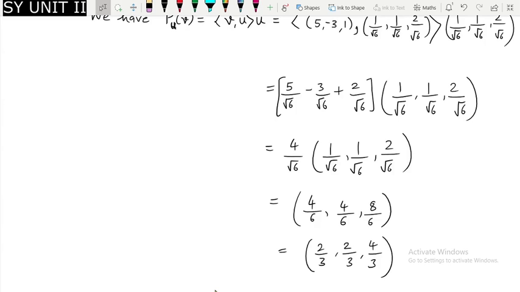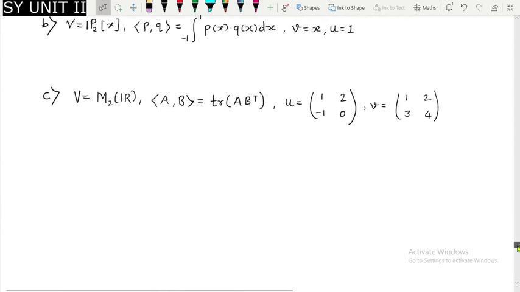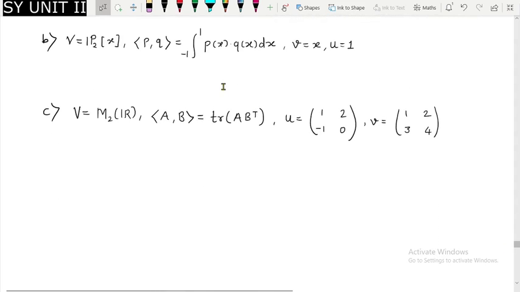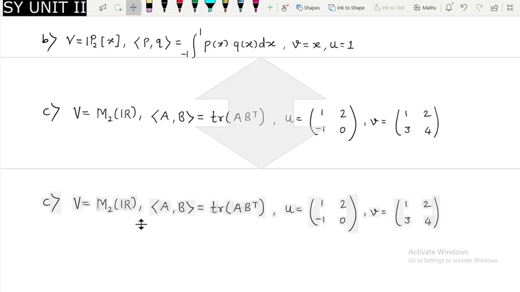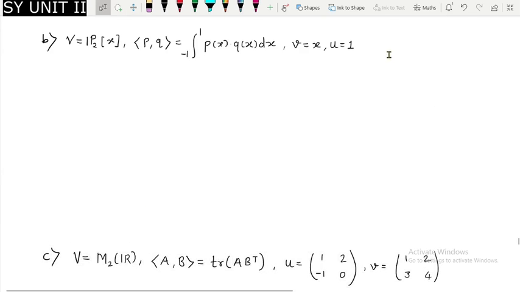Okay, so this is our orthogonal projection of v on u in this case. Now let us go for the next example. In this next example our u is given to be 1 and they are giving us v as x. Now let us check whether the norm of u is 1 or not.